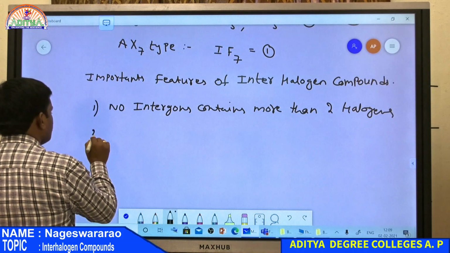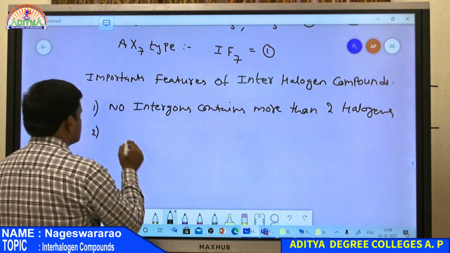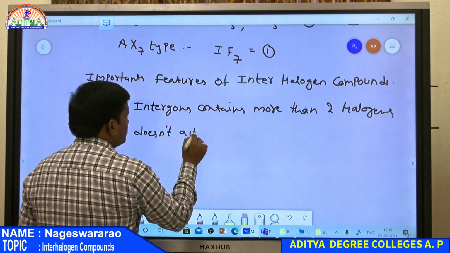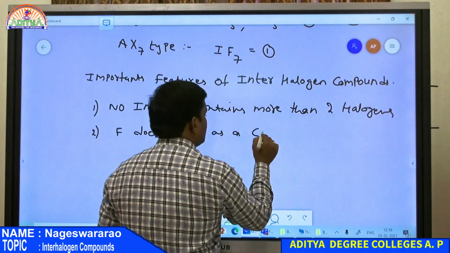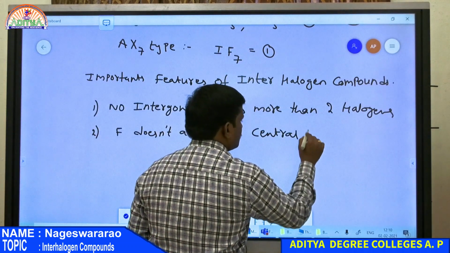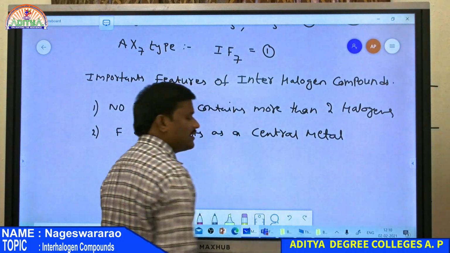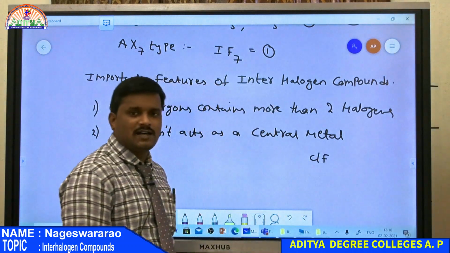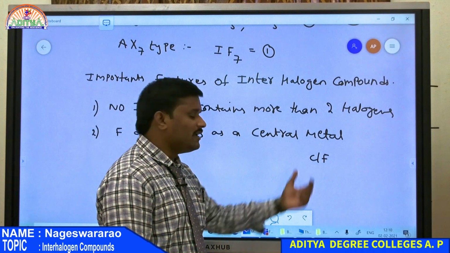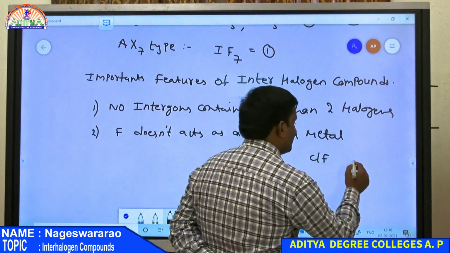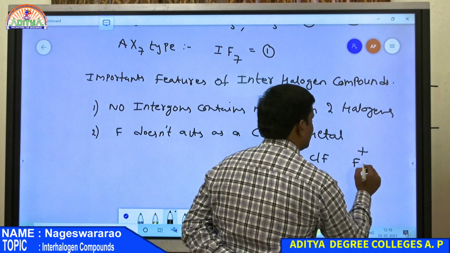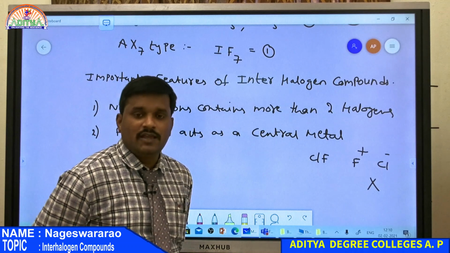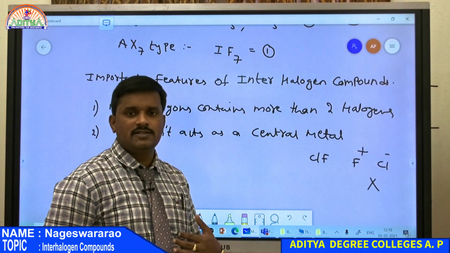And the second one: in interhalogen compounds, fluorine does not act as a central metal. Suppose ClF. Here the central atom is always chlorine but not fluorine. Why? If it were the central atom, then it would become F plus as well as Cl minus. But this is wrong. Fluorine always has a tendency to gain electrons. It does not have any tendency to lose electrons.